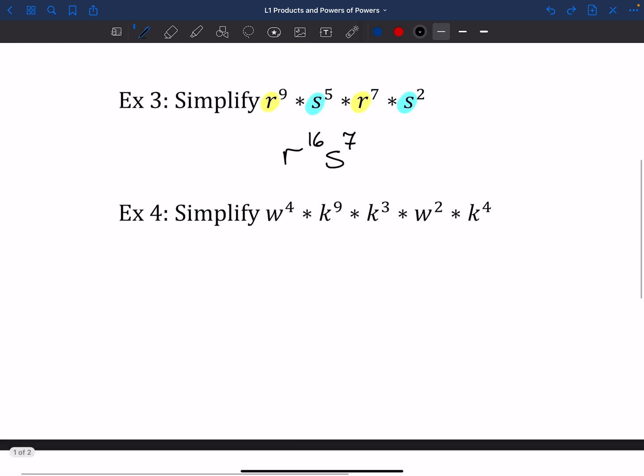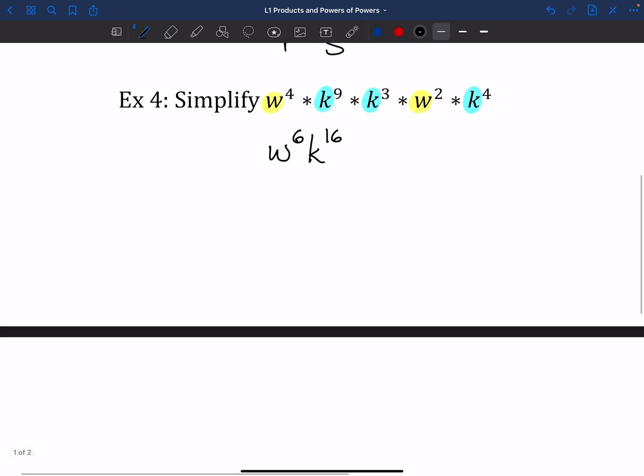Take a second, try out that 4th one. We've got 2 different variables there. See if you can figure out how many w's and how many k's we're going to end up with. So if you paused and gave that a shot, we've got some w's and some k's, and same deal. I'm just going to run through it. For the w's, we had w to the 4th, and then we had 2 more later on, so that's w to the 6th. As for the k's, when I add up all those powers, I believe I'm going to get 16. So hopefully it doesn't seem super bad. Let's talk about another property.